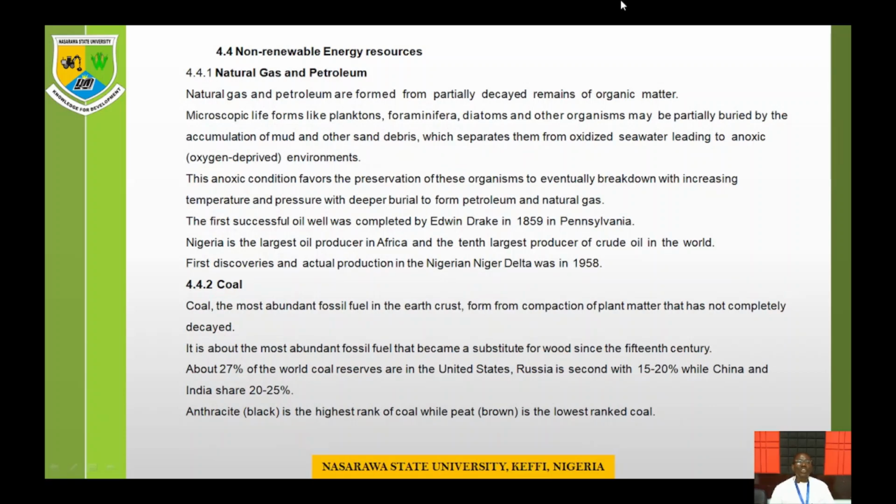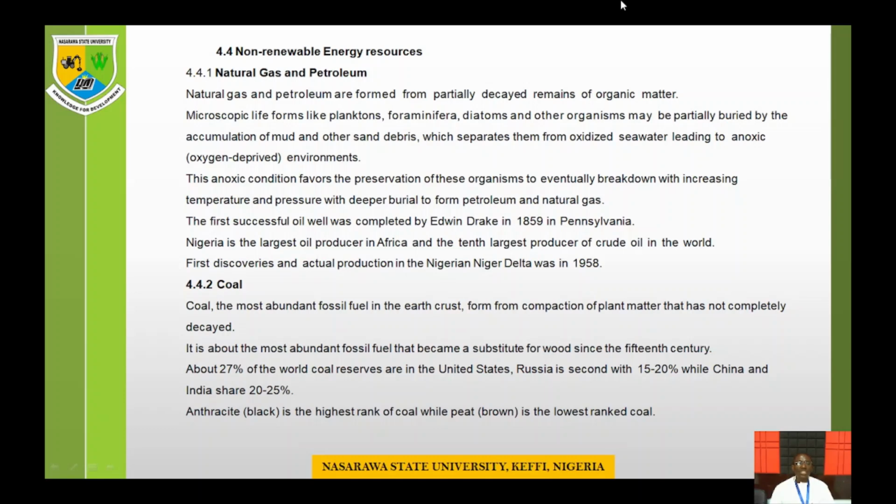Now, major examples of non-renewable energy resources include: 1, natural gas and petroleum. Natural gas and petroleum are formed from partially decayed remains of organic matter. Microscopic life forms like plankton, foraminifera, diatoms, and other organisms may be partially buried by the accumulation of mud and other sand debris, which separates them from oxidized seawater, leading to anoxic, oxygen-deprived environments. This anoxic condition favors the preservation of these organisms, which eventually break down with increasing temperature and pressure, with deeper burial, to form petroleum and natural gas.